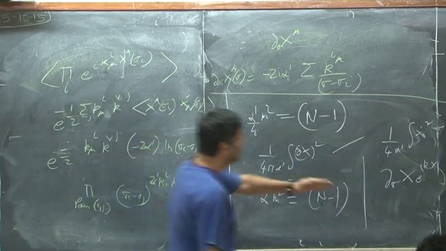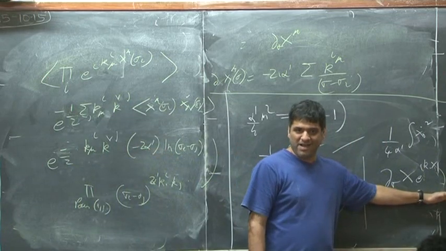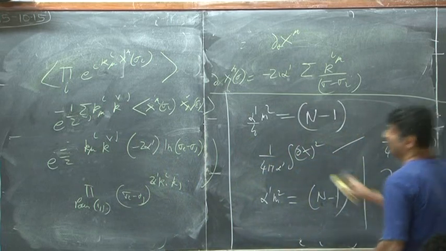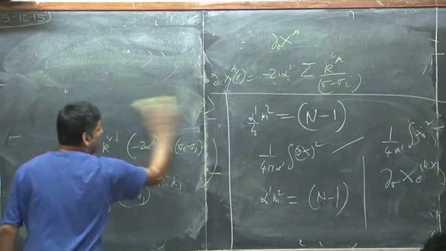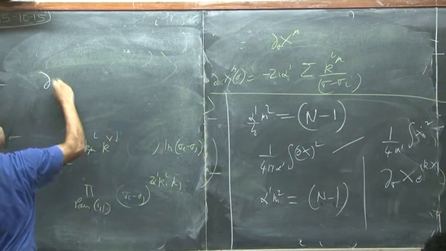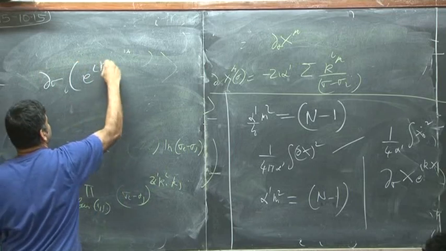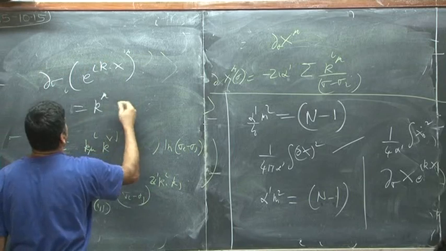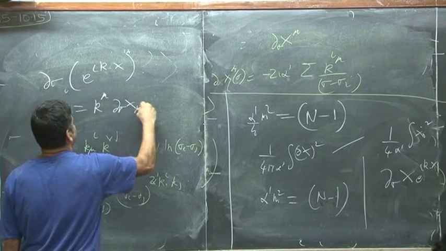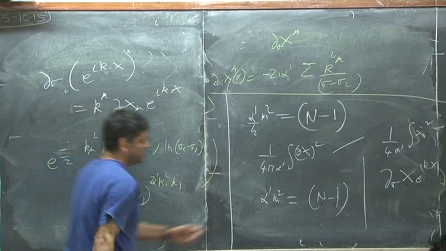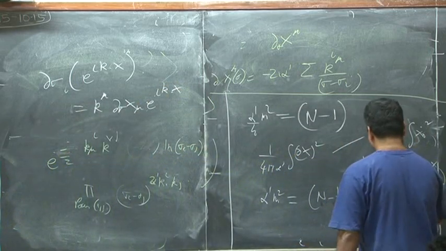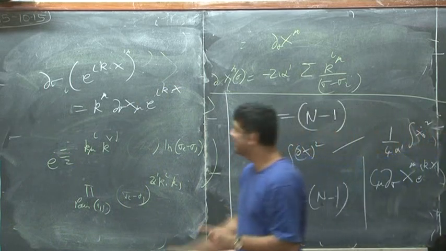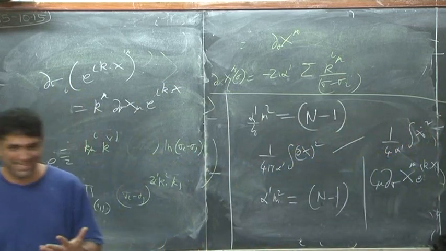And the null states associated with these operators. What's null, by the way? Null is when this is a descendant, right? When is it a descendant? It's a descendant when it's del sigma of e to the i k dot x, which is equal to k mu del sigma x mu e to the i k dot x. So this del x mu came with a polarization tensor, epsilon mu, and the polarization tensor was equal to k mu. This is a descendant, so it's a null state.